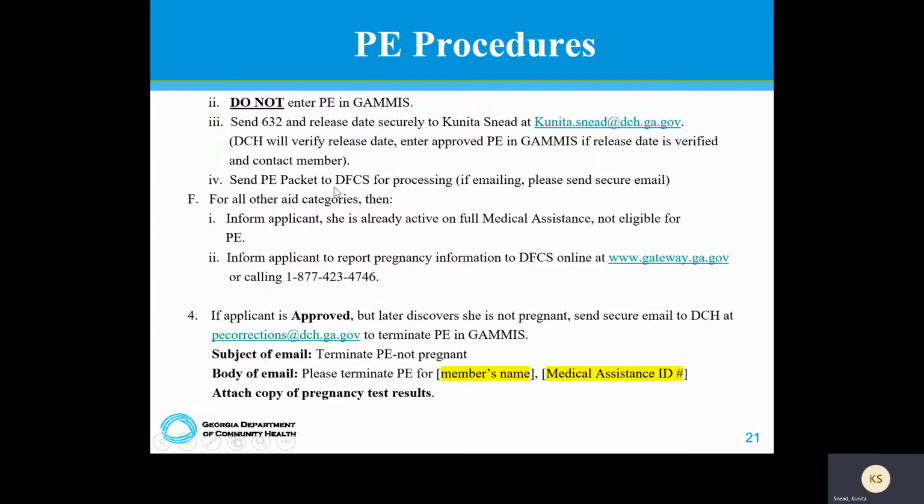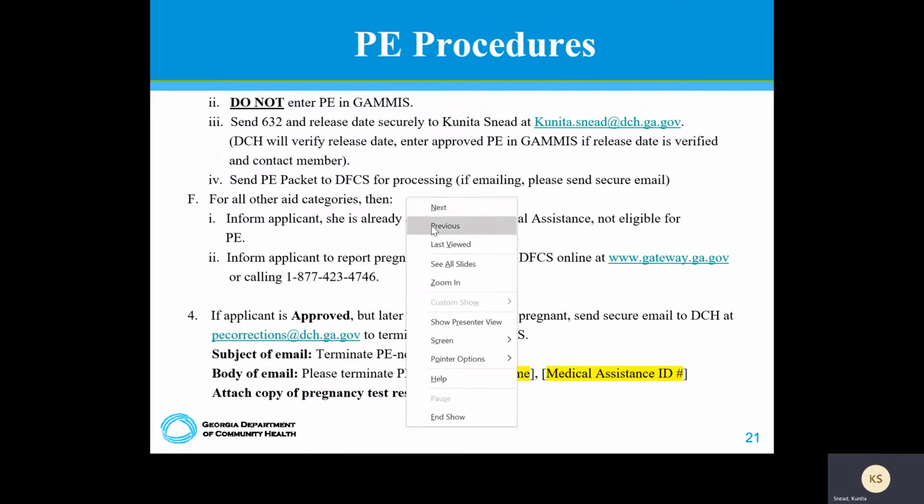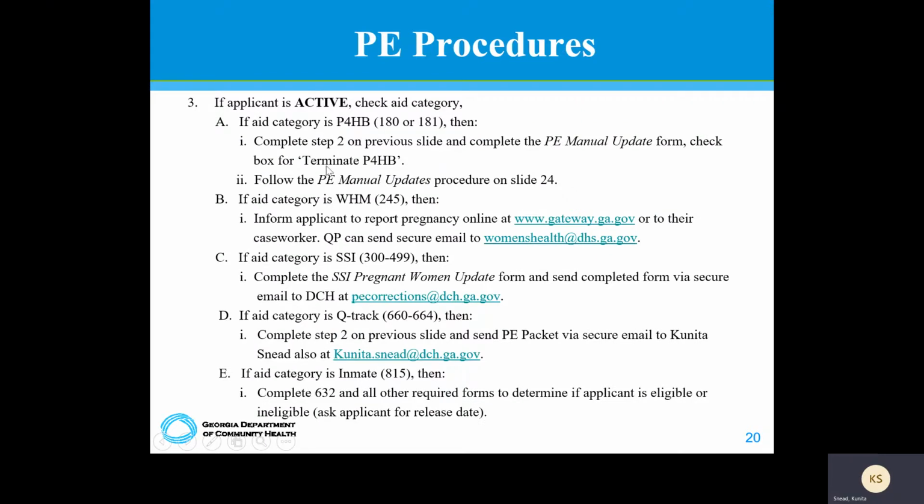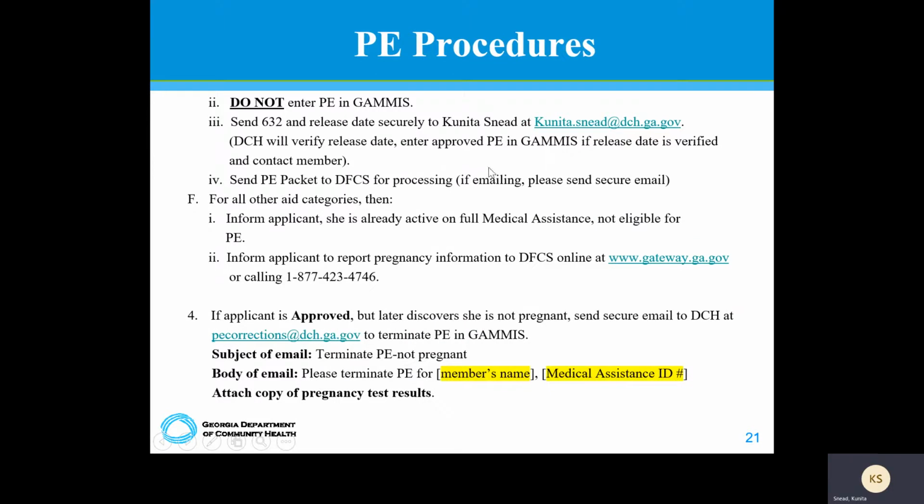Please make sure that you continue to send your PE packet to DFACS for processing. And then if a member is active on any other A category that was not listed in here on number 3, if it's something that was not listed in either one of these slides, then they need to report their information to DFACS. And they can go online or call the 1877 number. But those are the particular procedures for those particular A categories. Everybody else will need to report their information to DFACS.